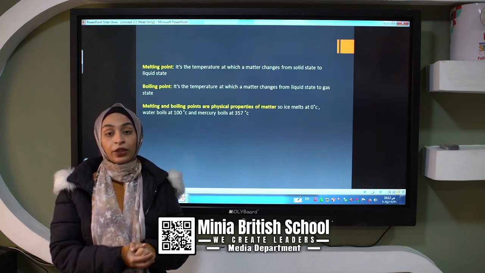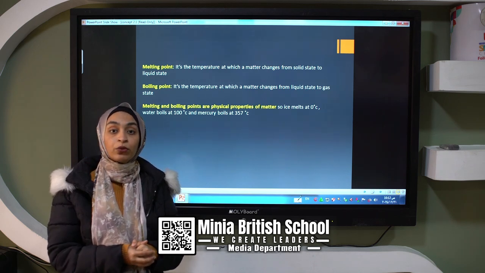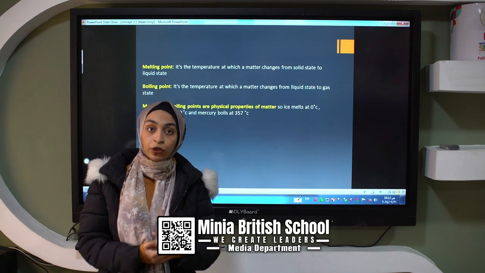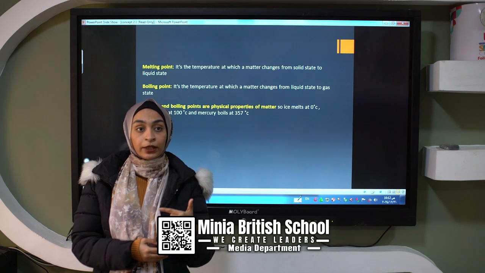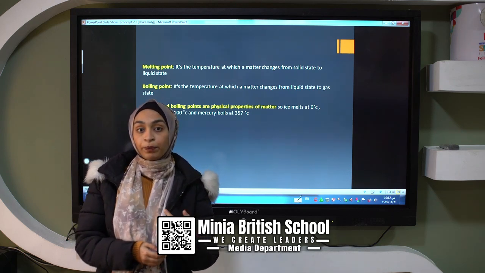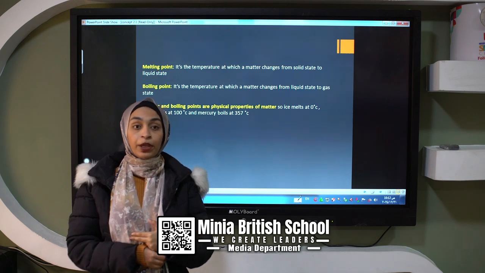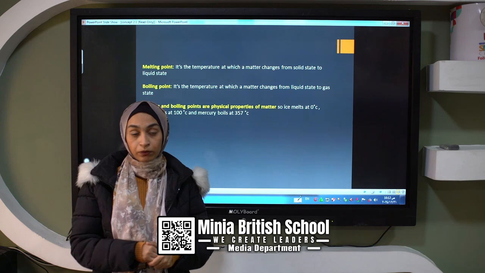Also, we said that the atom is the smallest building unit of matter, and many atoms combined together can form a molecule. And we classified the states of matter into solid, liquid, and gas according to their shape, their volume, their thermal energy, and the motion of the particles between them.